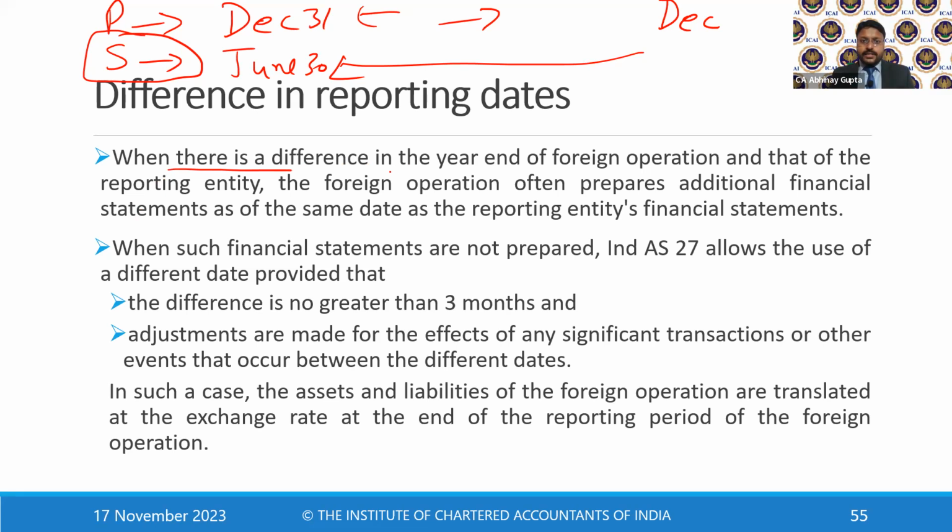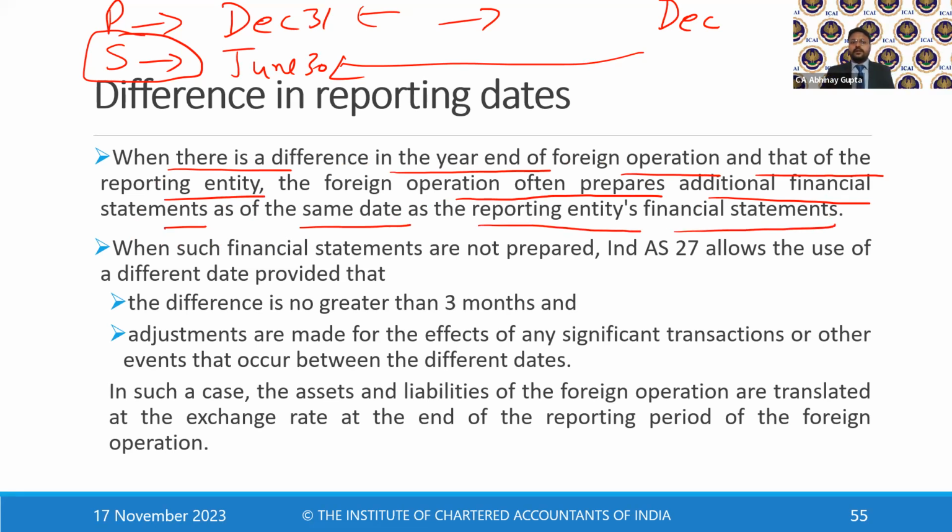When there is a difference in the year end of the foreign operation and that of the reporting entity, the foreign operation often prepares additional financial statements as of the same date as the reporting entity's financial statements, right? This is the general rule.